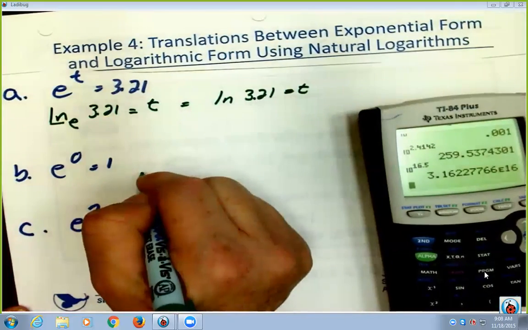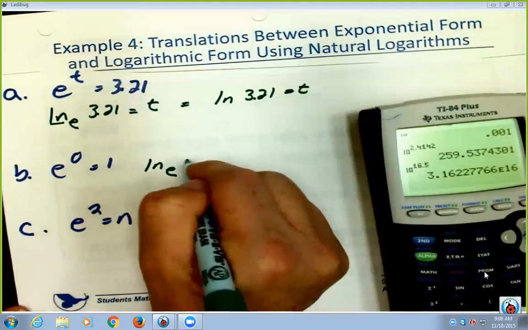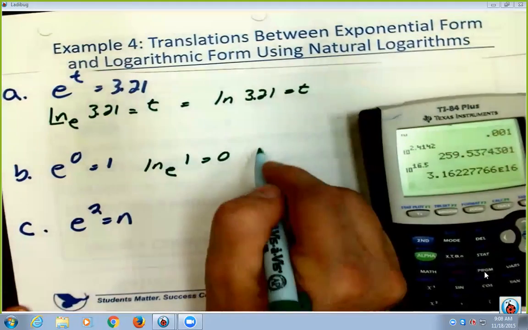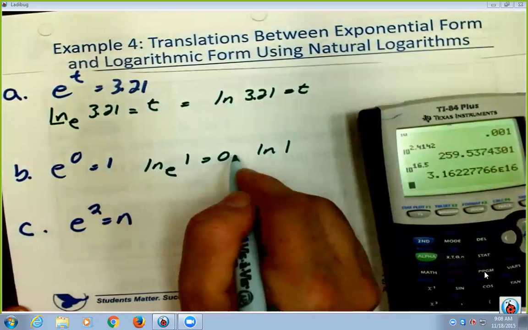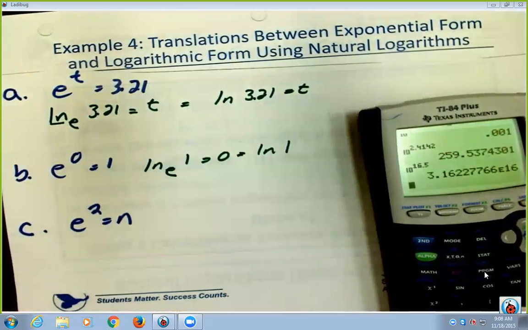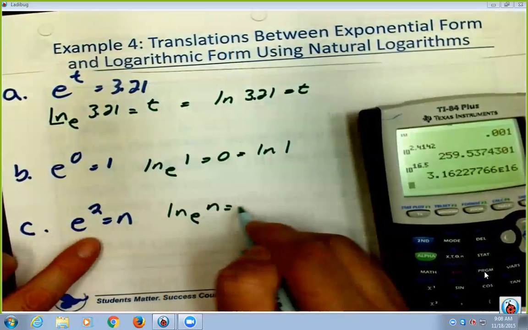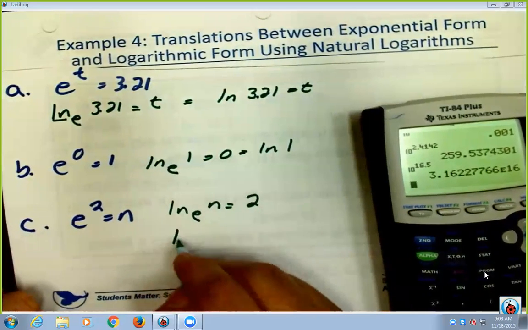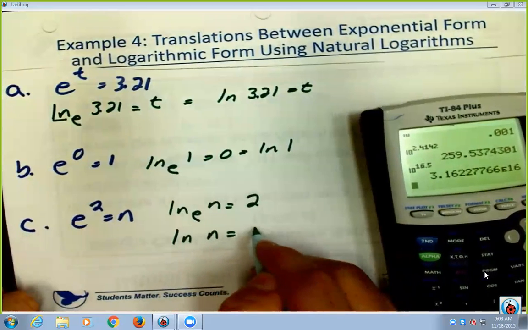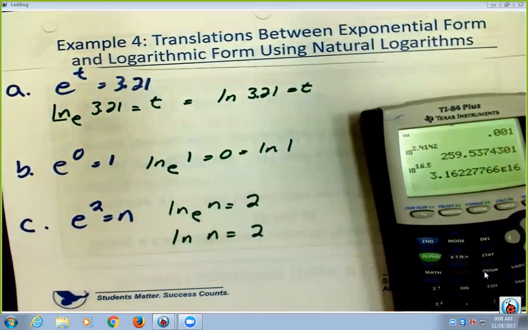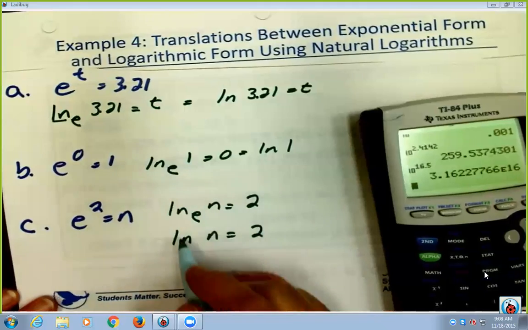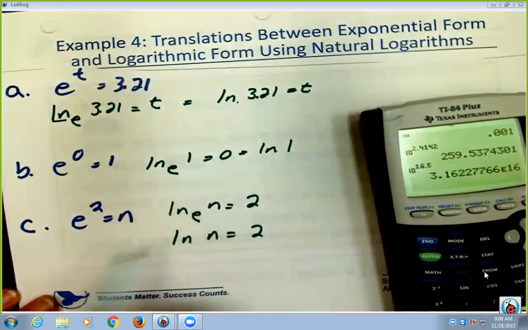This one is ln e1 equals 0, or ln 1. They're exactly the same, so you don't have a different value in there. And the last one is ln e2 is equal to 2, or ln n is equal to 2. And they drop the e, but just remember there's always a little tiny e in there. There's a little bitty e that's always with a natural log, and it always sits right in that spot.